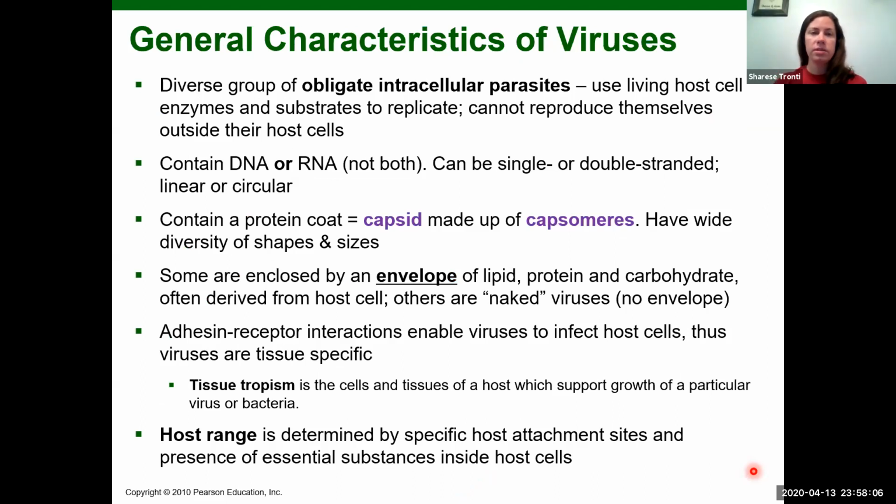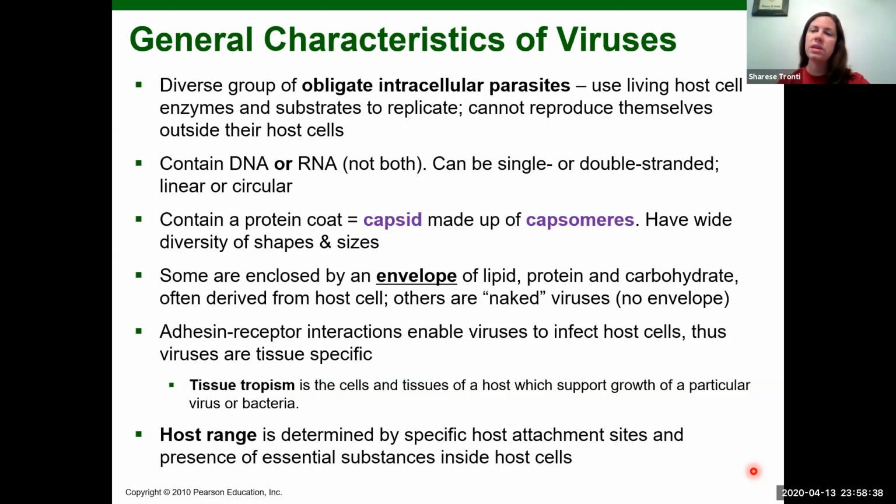So we know that viruses are obligate intracellular parasites. That means that they are required to use a living host cell, and they need to be inside of those cells to replicate. The genetic material inside of viruses can be DNA or RNA. That DNA or RNA can be either single or double-stranded. It can be linear or circular.